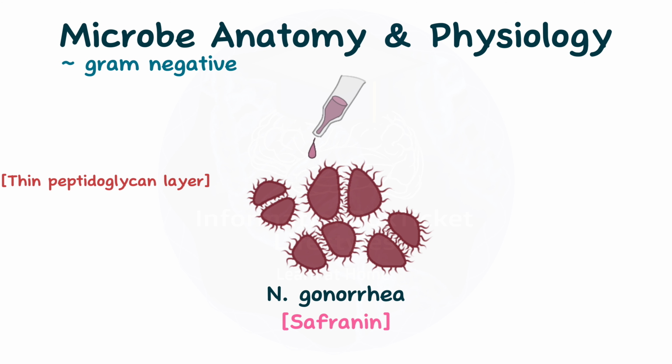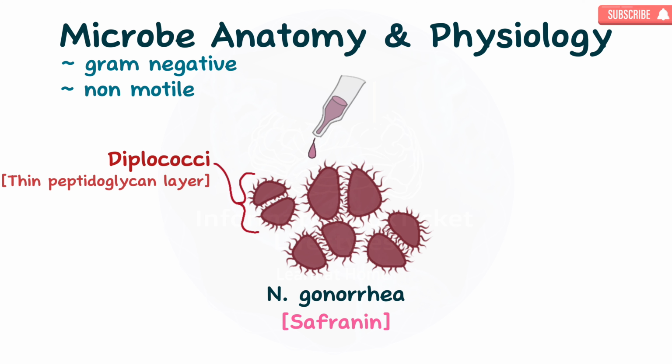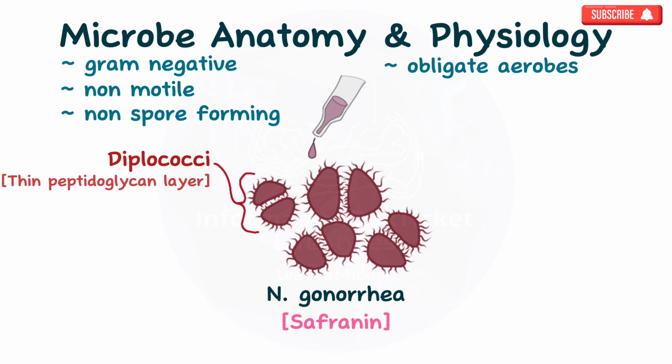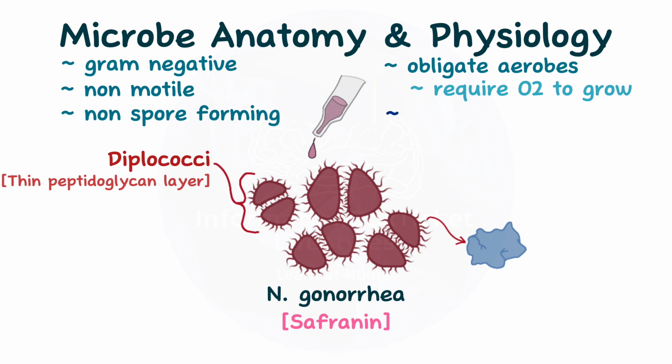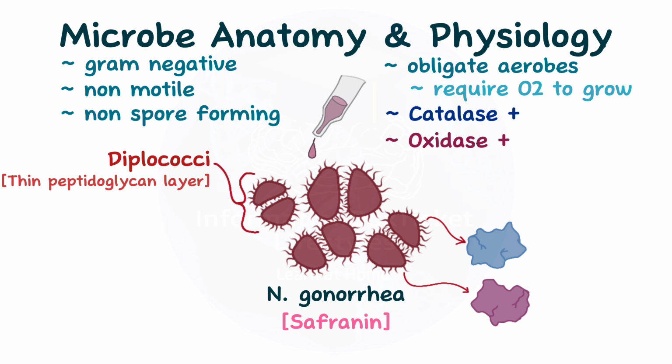N. gonorrhoeae typically exists in pairs called diplococci, arranged side by side, giving them a coffee bean-like appearance. They are also non-motile, non-spore-forming, and obligate aerobes, meaning they strictly require oxygen to grow. Finally, they are catalase and oxidase positive, which indicates they produce both of these enzymes.